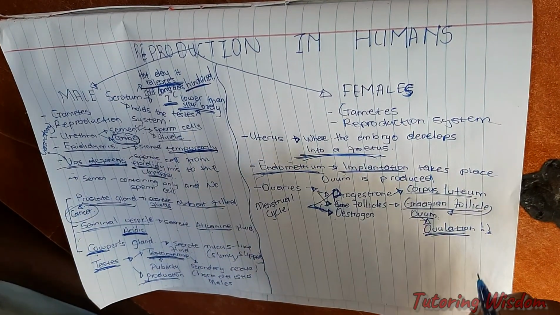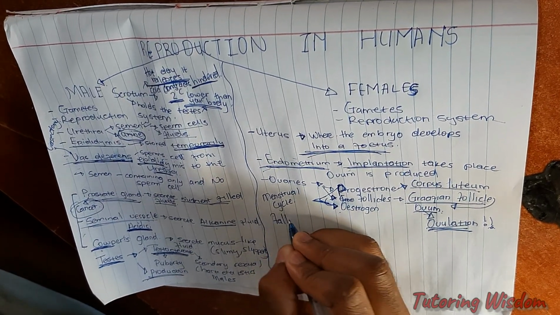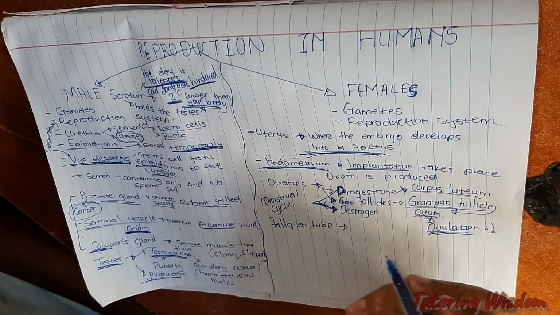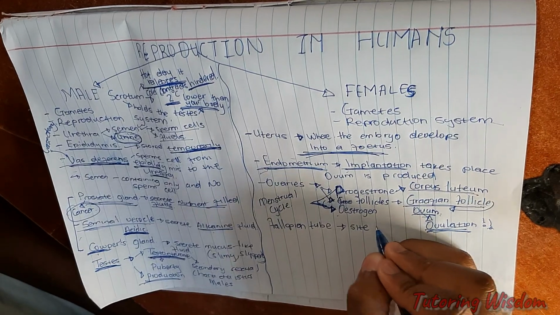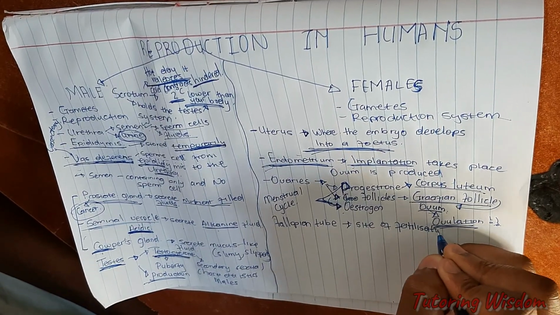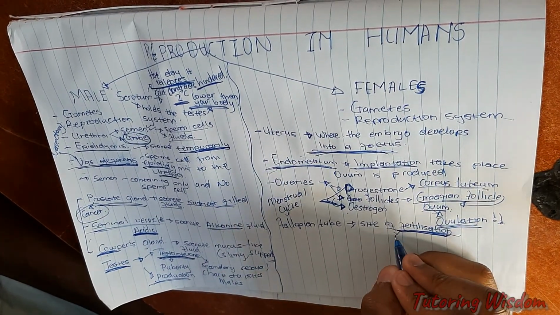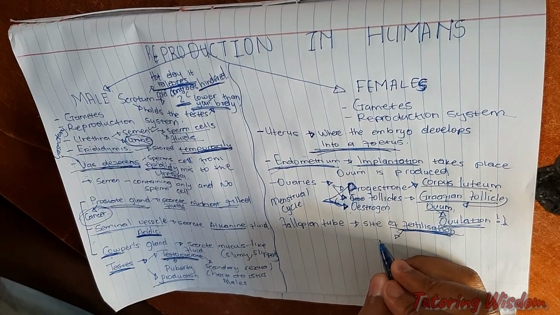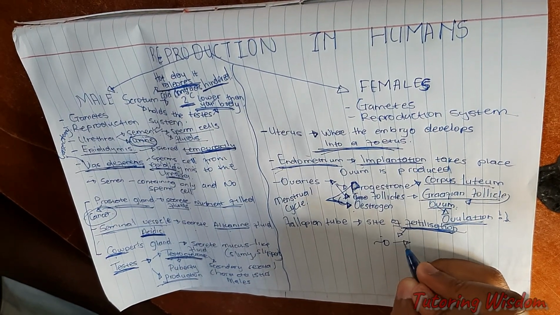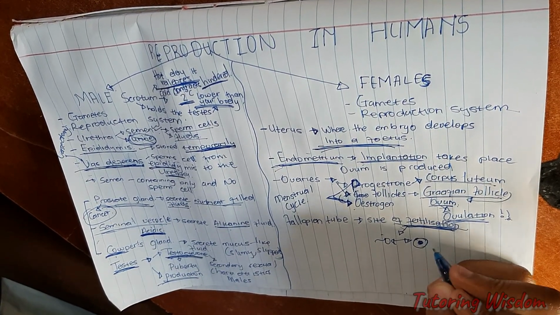So the next part we are going to be focusing on is your fallopian tubes. Your fallopian tubes are the site of fertilization. That's where the sperm cells meet the ovum and fertilization takes place. Now the new word, fertilization, you have to know the definition. This is the fusing of your sperm cell with the ovum to form a haploid zygote.